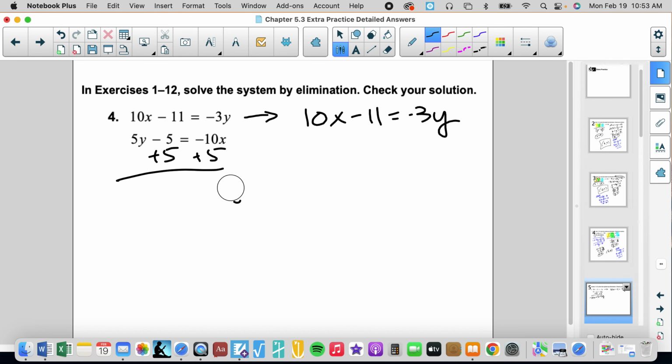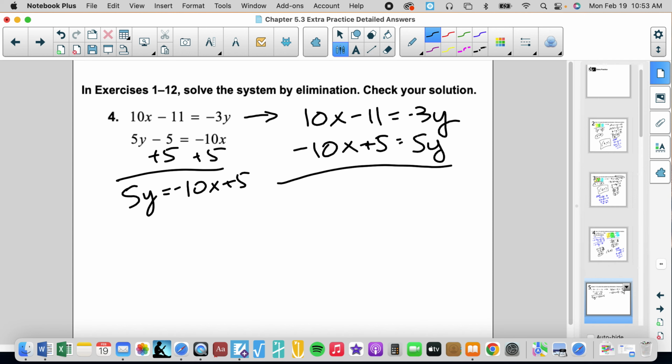I guess I shouldn't do that. Let's do this. 5y equals negative 10x plus 5. Now, it's balanced, so I can rewrite it in that same format. That's okay. The x's are going to cancel. My constants are going to equal negative 6 equals 2y divided by 2. Negative 3 equals y.